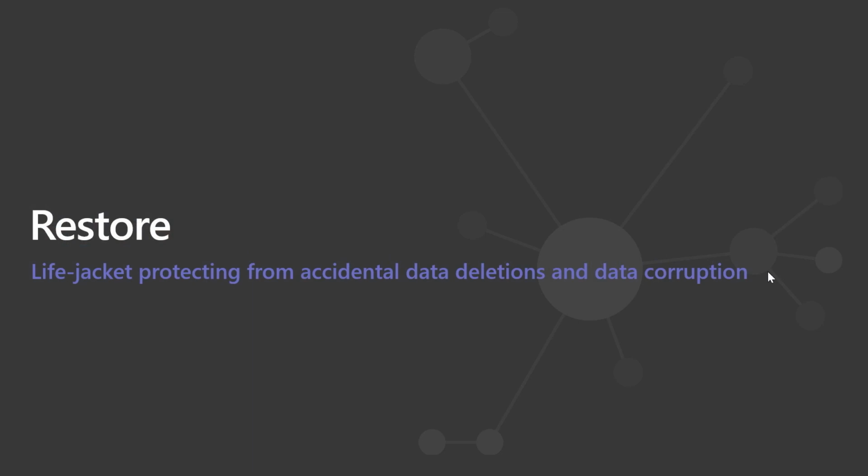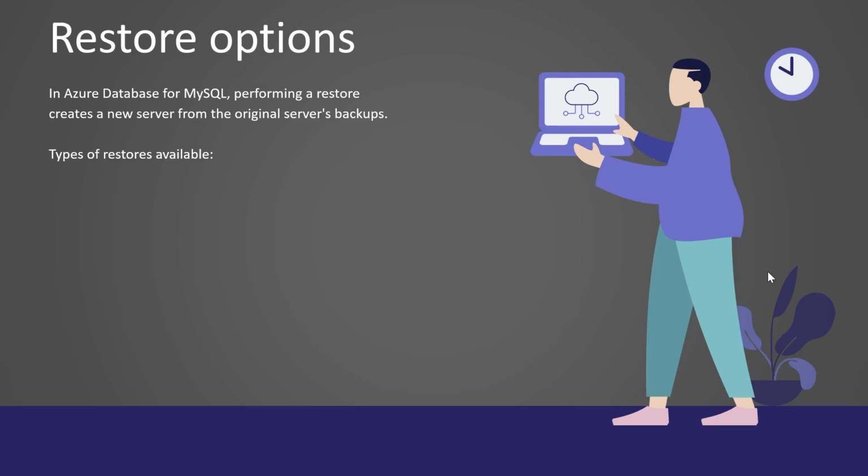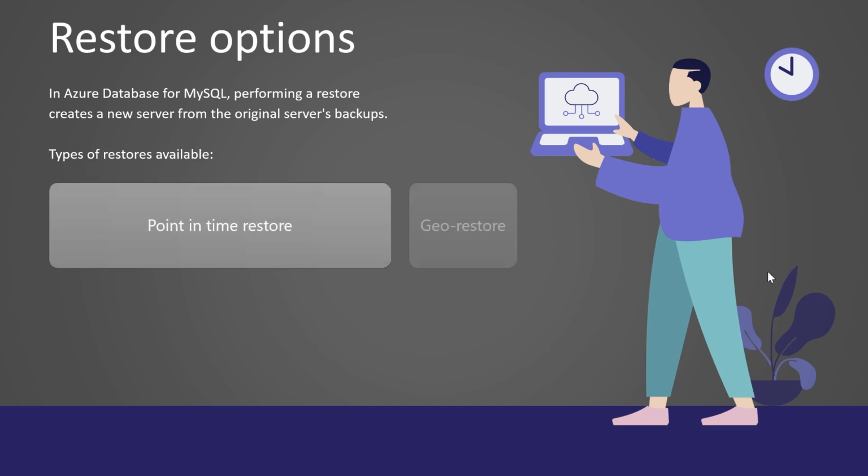Next, let's have a look at the restore pillar for Azure Database for MySQL and see how it serves as a life jacket protecting from accidental data deletions and data corruption. In Azure Database for MySQL, performing a restore creates a new server from the original server's backups. Broadly, there are 2 categories of restores available. The first one being point-in-time restore, where you can specify a particular timestamp and restore your server to that particular timestamp's backup. This restore option is available for all sorts of servers.